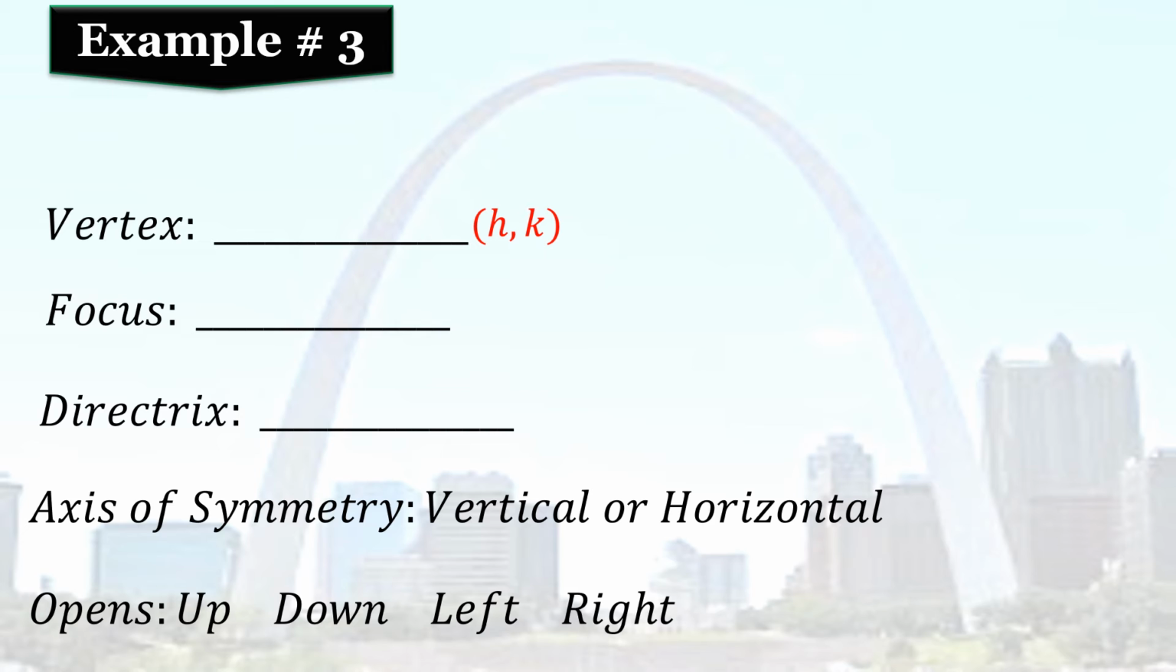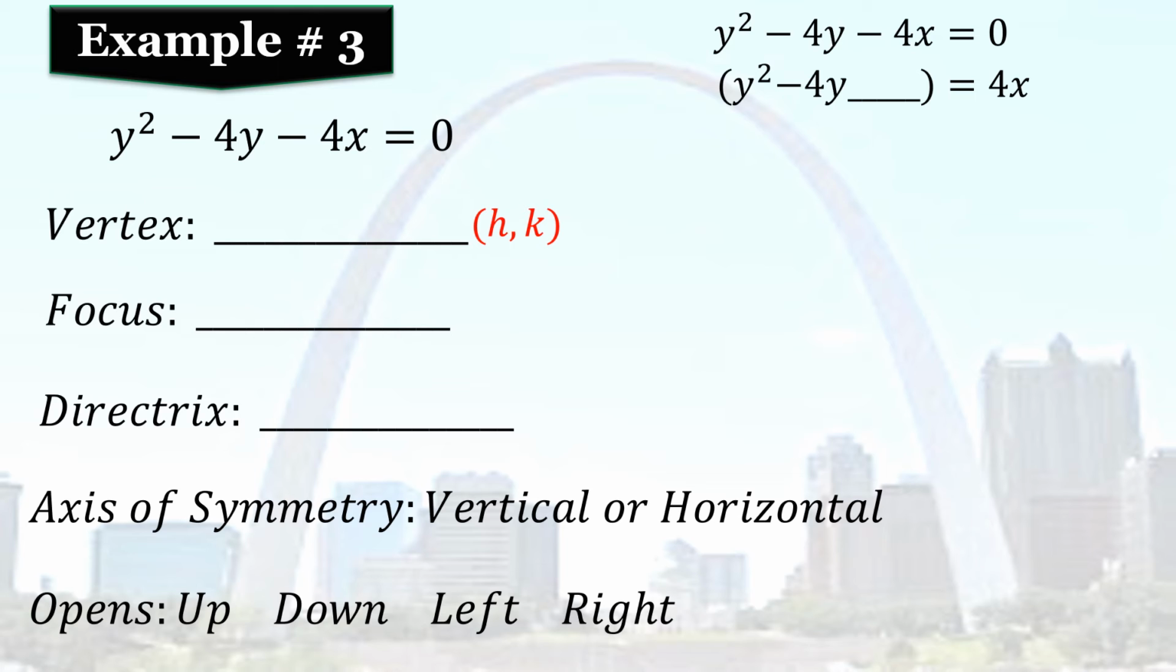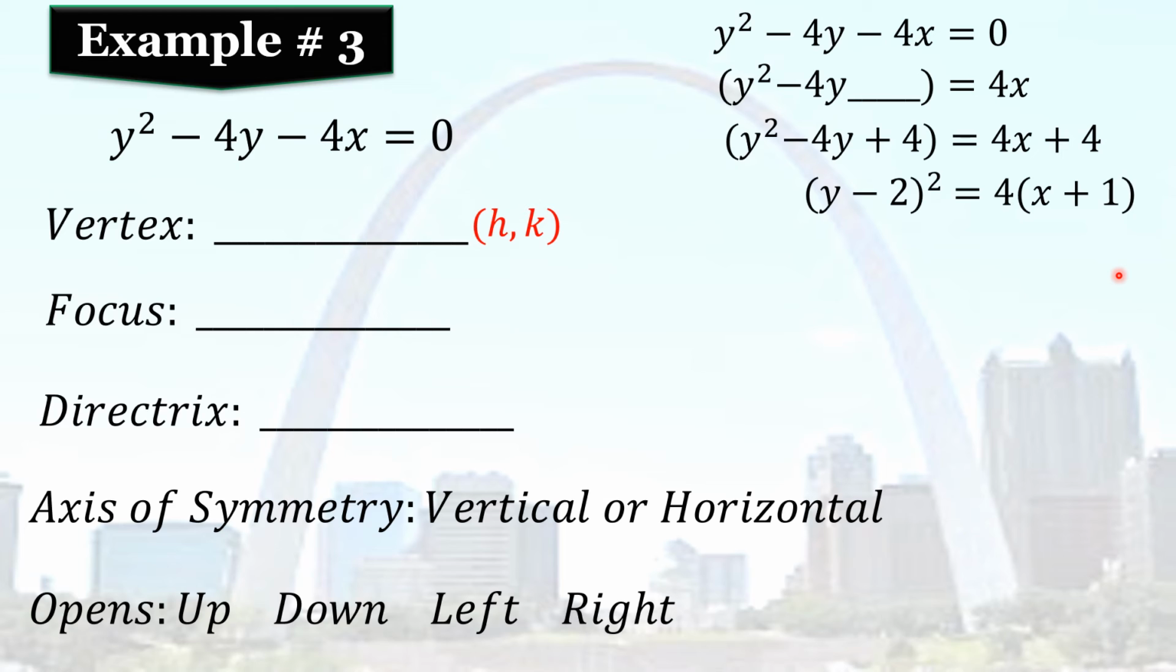Now let us have example number 3. For example number 3, y squared minus 4y minus 4x equals 0. First, we are going to convert it into the standard form of the conic section. So we are going to complete the squares. y squared minus 4y plus 4, negative 4 divided by 2 squared. Then whatever you add at the left side, you add it to the right side to make it balance. Rewriting this one, we have y minus 2 squared equals 4 times x plus 1.